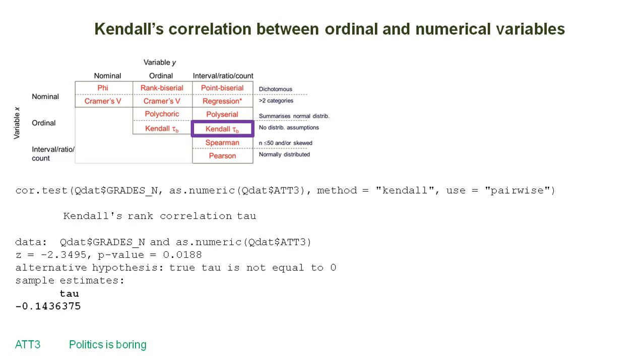This repeats the previous example, this time using Kendall's tau, so no distribution assumptions need be made. This gives a much lower correlation coefficient of minus 0.14. Notwithstanding this, the null hypothesis that tau equals zero correlation can be safely rejected, and we can accept there is a small level of negative association between @3, politics is boring, and grades n.